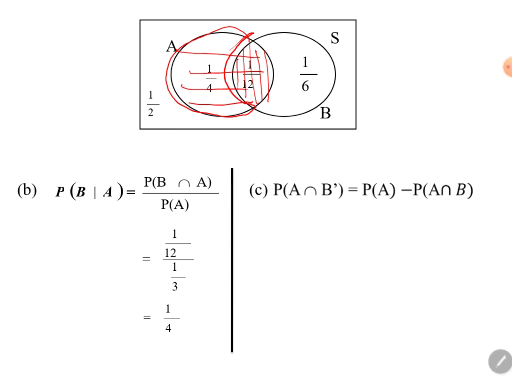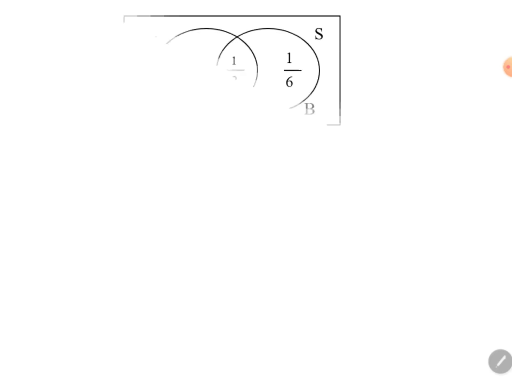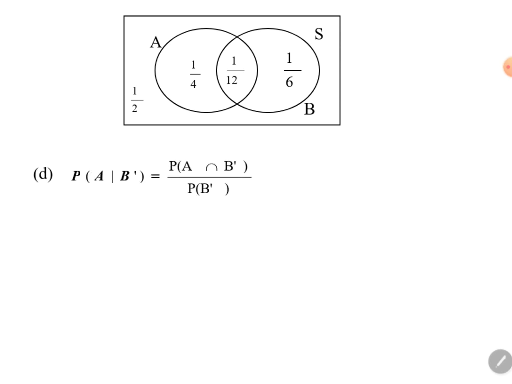So what is probability of A? It is equal to 1 over 3. Probability of intersect equal to 1 over 12. So the answer will be 1 over 4. For question D, they want you to find probability of A given B prime.